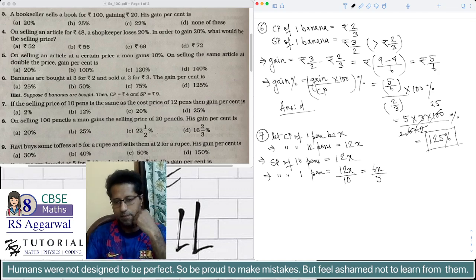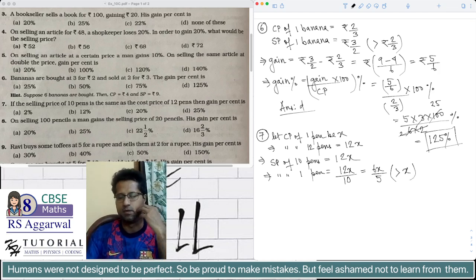Now, the selling price of 1 pen is 6x by 5, the cost price of 1 pen is x, which is our assumption, and we can clearly see that the selling price of 1 pen is greater than the cost price of 1 pen, as 6x by 5 is greater than x, because the fraction 6 by 5 is greater than 1.